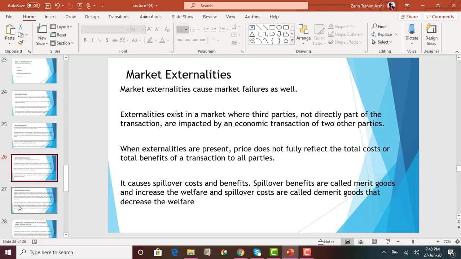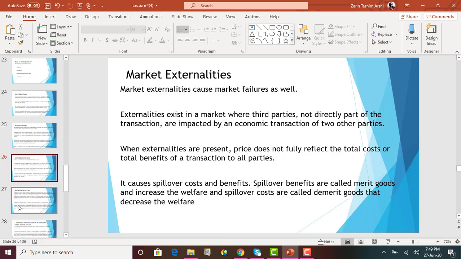Now externalities exist in a market where third parties not directly part of the transaction are impacted by an economic transaction of two or more parties. Okay, so what it's trying to say is, let's say I am buying a good from Tom and I'm paying for that good, but because of this transaction, others in the area are affected positively or negatively. That is known as externality.